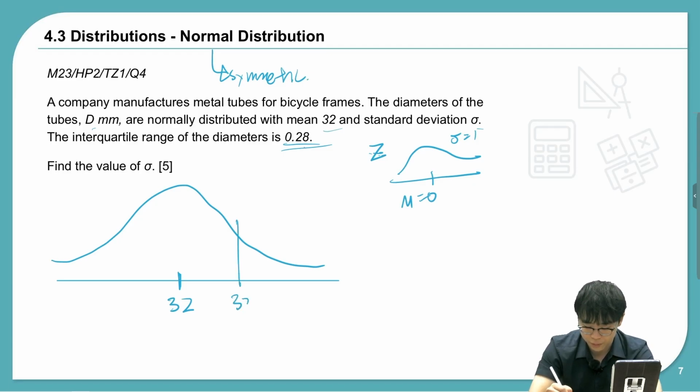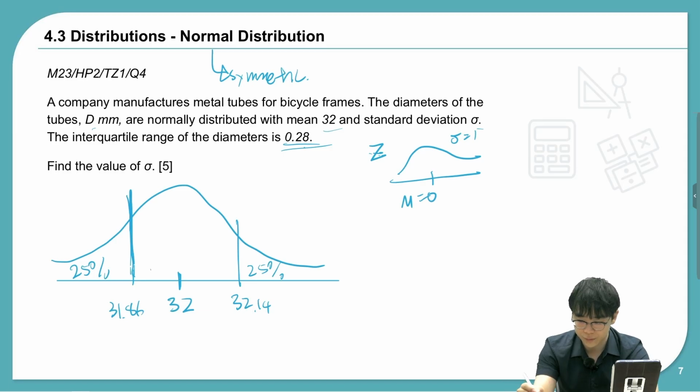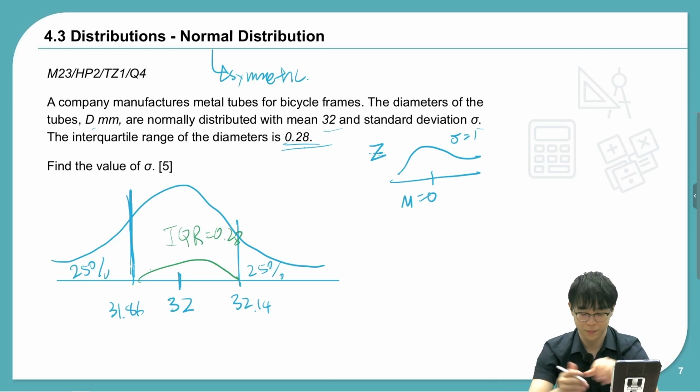So we would have 32.14. And then we'd go down by 0.14 as 31.86. So these would be the two quartiles. So there'd be 25% of all values on either tail. Okay, so here we have the IQR, which is indeed 0.28, right? 0.14 to the right, 0.14 to the left.